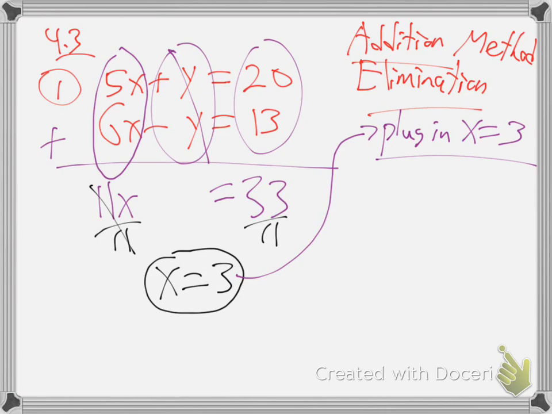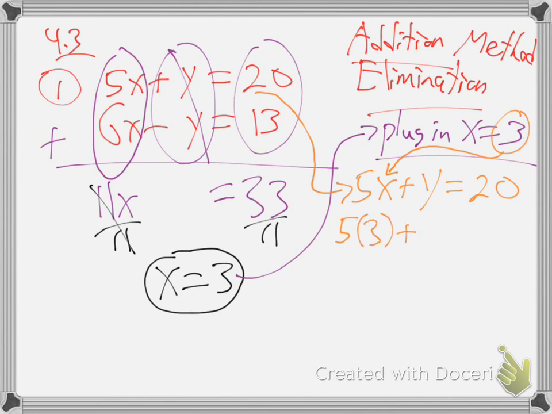So I'm just going to go up there to the first one. So I'll bring down the first one here, which is 5x plus y equals 20. And I'll take that 3 and I'll plug it in right there for x. Are we good with that so far? All right, so now what's going to happen from here? I'm going to get 5 times 3 plus y is 20. That's 15 plus y is 20.